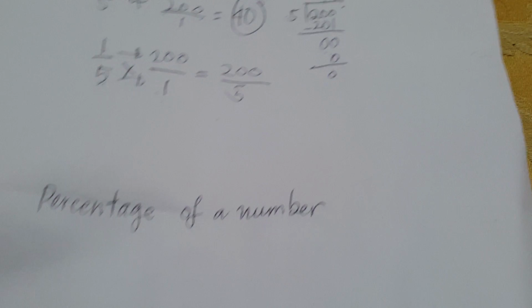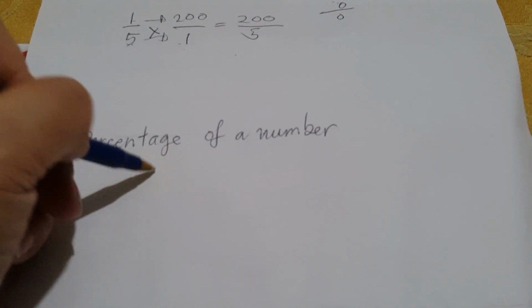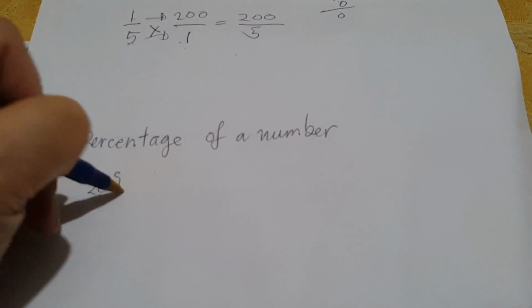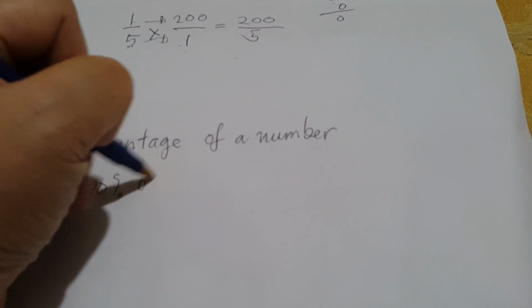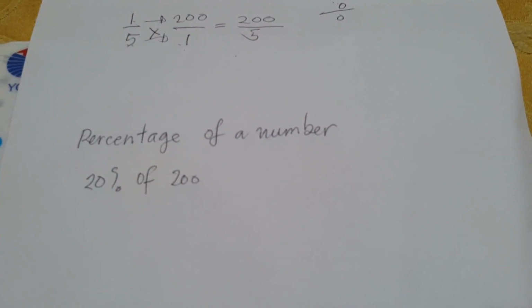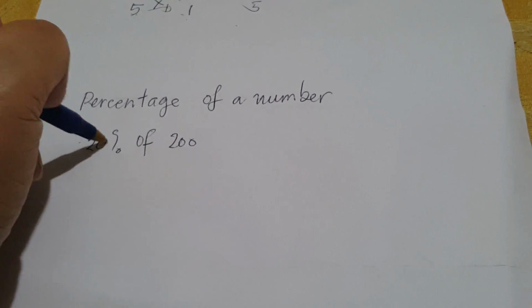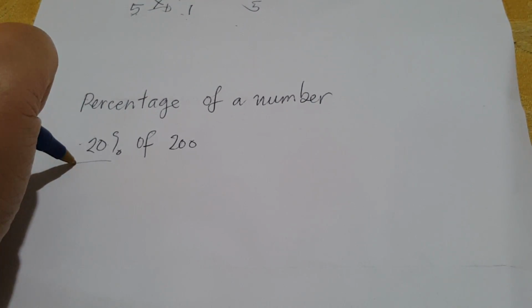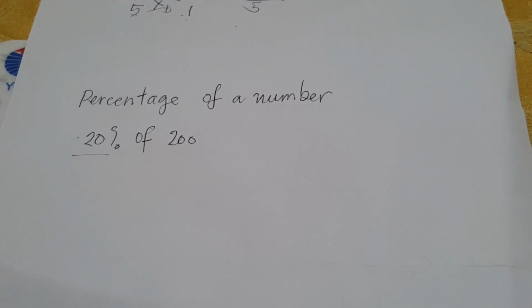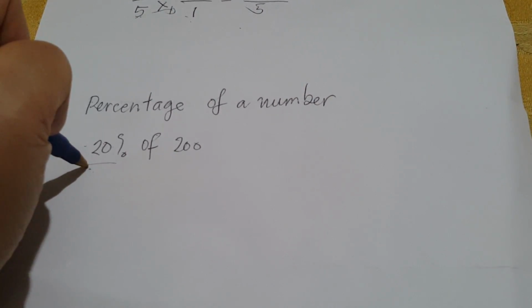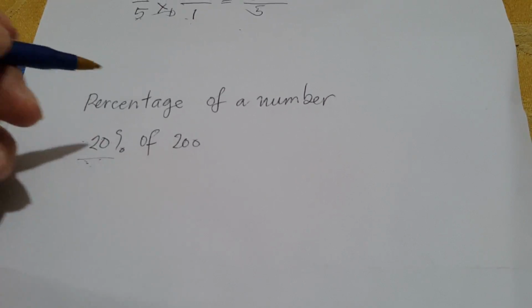Okay. Now how about percentage of a number? So let's say 20% of 200. Okay. So 20% of 200, you cannot multiply by a percentage, so you need to change it into a decimal. How do we do that? Okay, remember, percentage, the total amount is 100%. So how do we make this into a decimal? You need to divide it by 100.